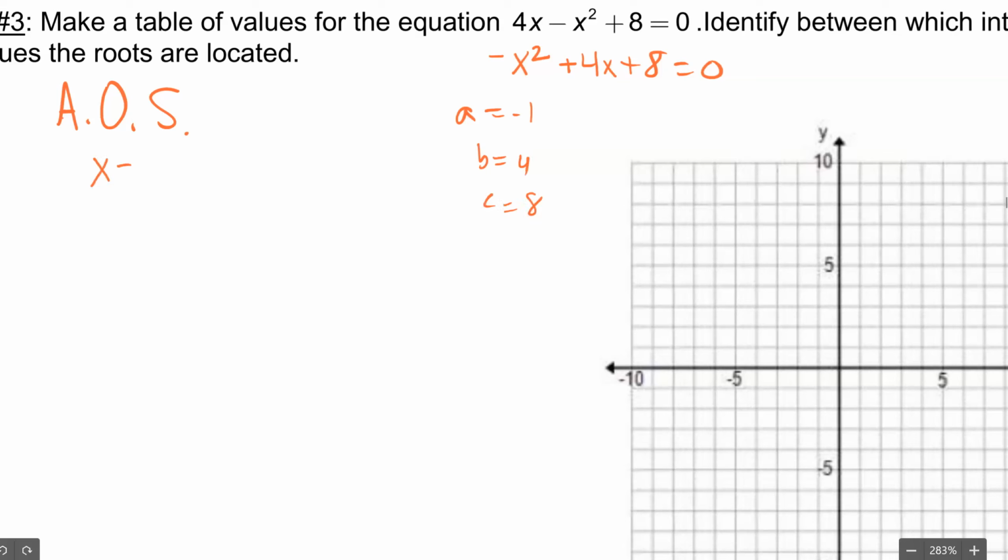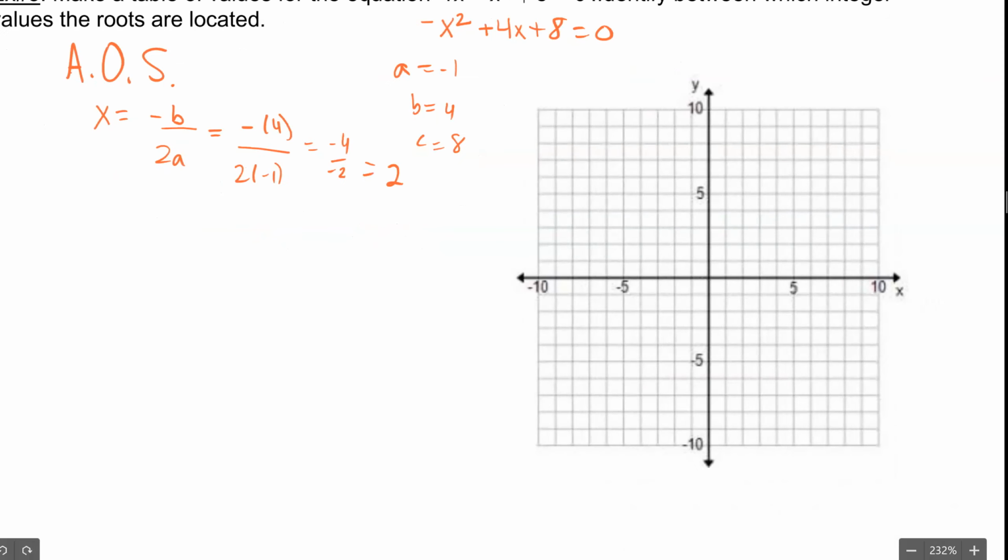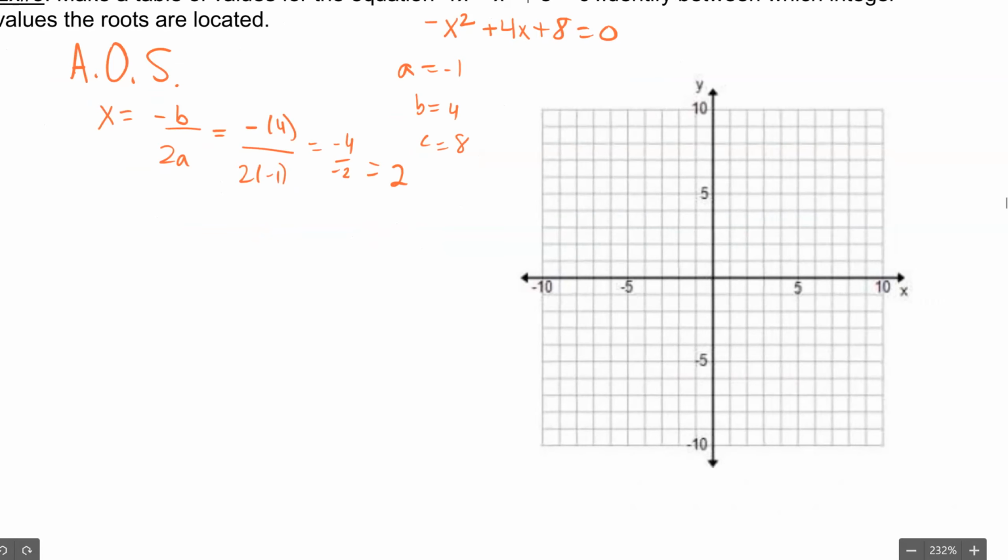We know axis of symmetry is -b over 2a. So negative times 4 over 2 times -1. -4 over -2 is 2. So the axis of symmetry is 2. I know my vertex will occur when x equals 2, but I don't know what the y is yet. So 2 so far is just the axis of symmetry, which is what I'm drawing right here.